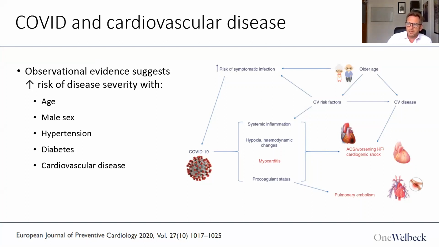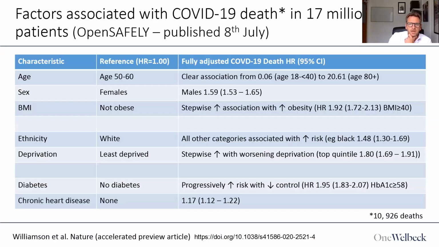But there are ways in which you can explain this. Older people are more likely to have cardiovascular disease, whether clinical or subclinical. They're more likely to have cardiovascular risk factors, and we know that cardiovascular risk factors cause systemic inflammation, hemodynamic changes, and changes to your coagulant status. So everything is a perfect storm, potentially a vulnerable heart being acted on by risk factors mediated through inflammation. So there's many reasons why these risk factors may cause worsening of disease.